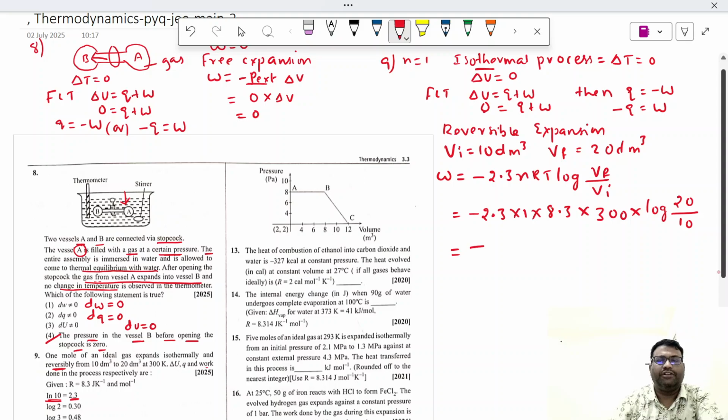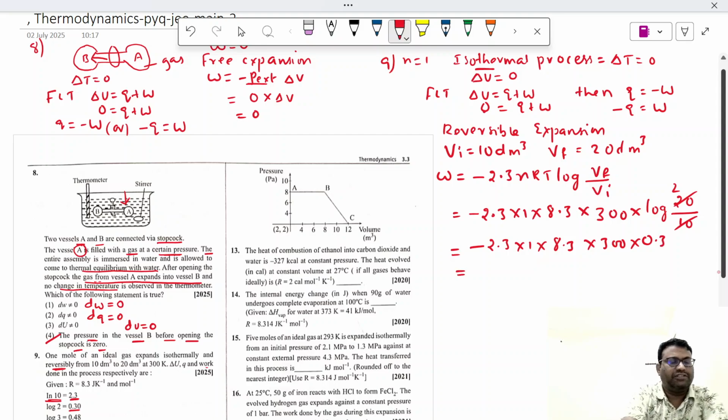Then what answer will you get? You have to multiply this. So 2.3 into 1 into 8.3 into 300 into log 2. What is log 2? In the question it is already given, log 2 is equal to 0.3. So if we calculate this, what answer will you get? Minus 1720.341. The answer will be in joules.